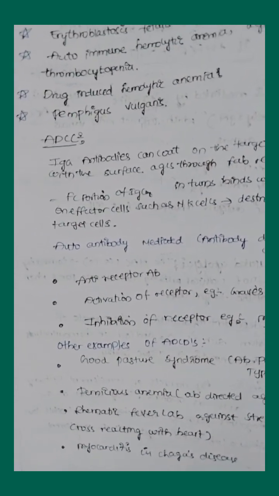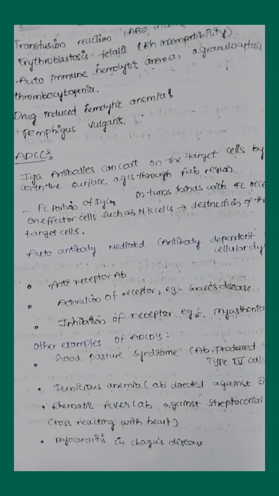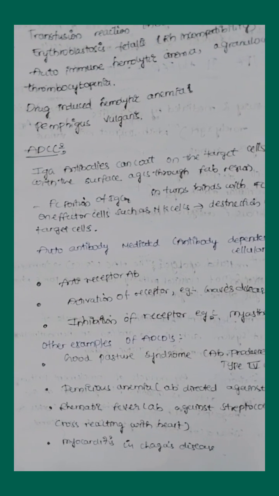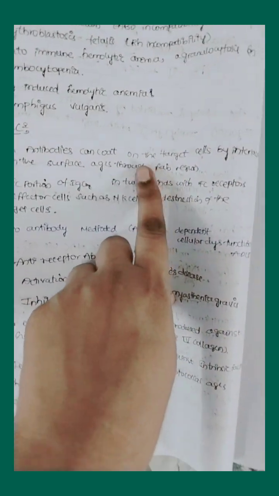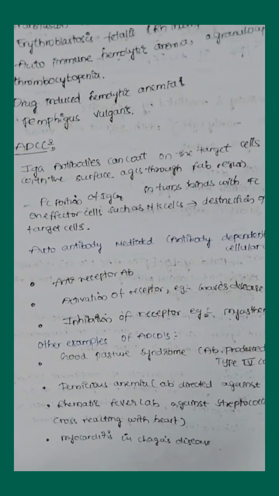Next, we are going to discuss ADCC. What is antibody dependent cellular cytotoxicity? These IgG antibodies will coat the target cells by reacting with the surface antigens through the FAB region. We know any antibody contains two portions: one is FAB and another is FC. FAB helps to recognize the antigen and bind to it. The FC portion of this IgG then binds to the effector cells like NK cells, leading to the destruction of the targeted cells.